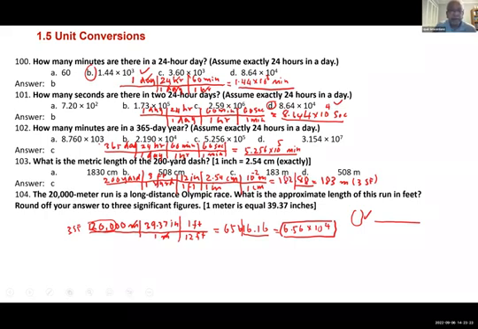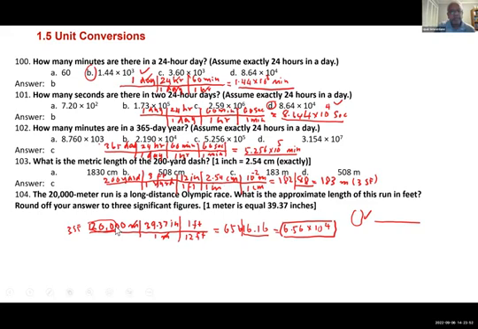A 20,000-meter run is long distance running that takes place in Olympic races. What is the approximate length of the run in feet? Round to 3 significant digits. So I did the calculation.